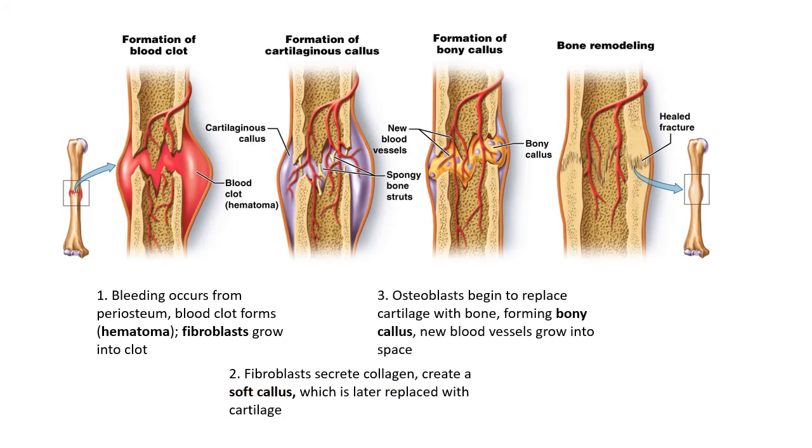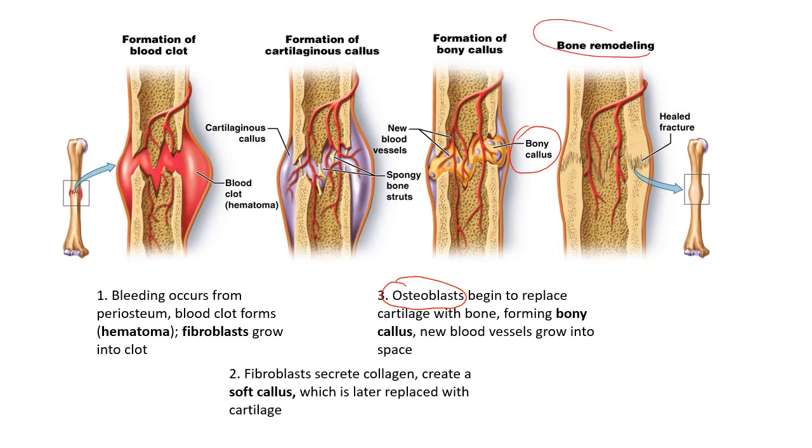So in step 3, we're going to see our osteoblasts again, our immature bone cells, and they're going to start replacing that cartilage with bone. And eventually that soft callus turns into a bony callus. And we also see that new blood vessels can start to invade that space. And we're going to basically just work to seal the two ends of that break. Notice that as we've gone through this process, the lump, that bulging that was happening on either side of the break, it's getting smaller and smaller.